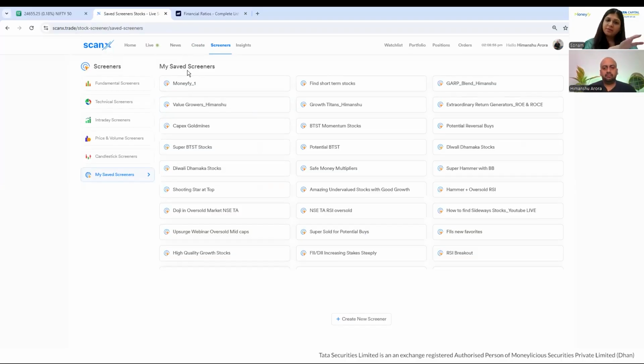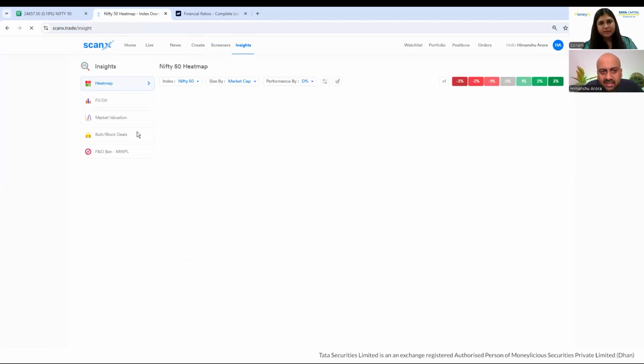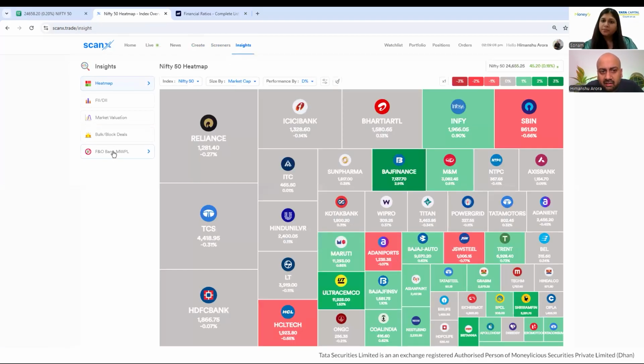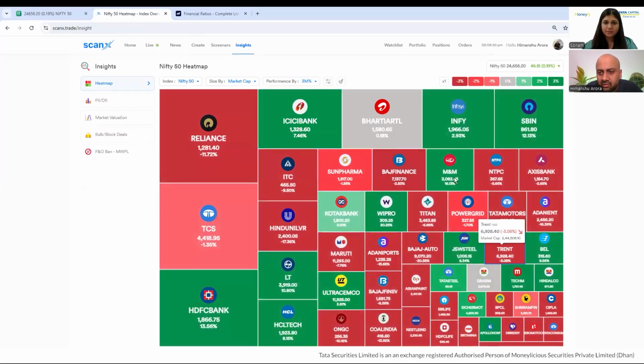So, Himanshu, this can be done only for stock level, or are market macro trends also visible here, or is it only for stocks? So the market macro trends can be seen through insights. As I showed you, which of the stocks are undervalued, which ones are overvalued, and which index is currently performing. As you can see, we can sort it by, for example, in the last 3 months, what has happened in the stock market.